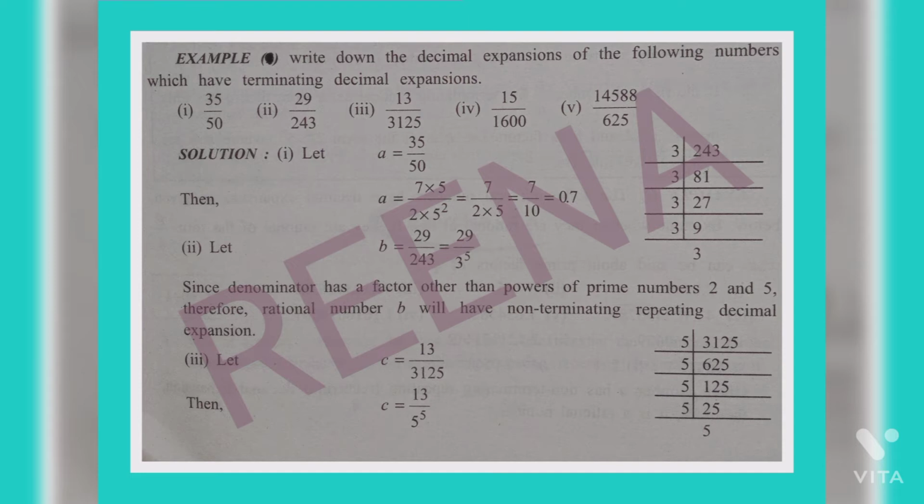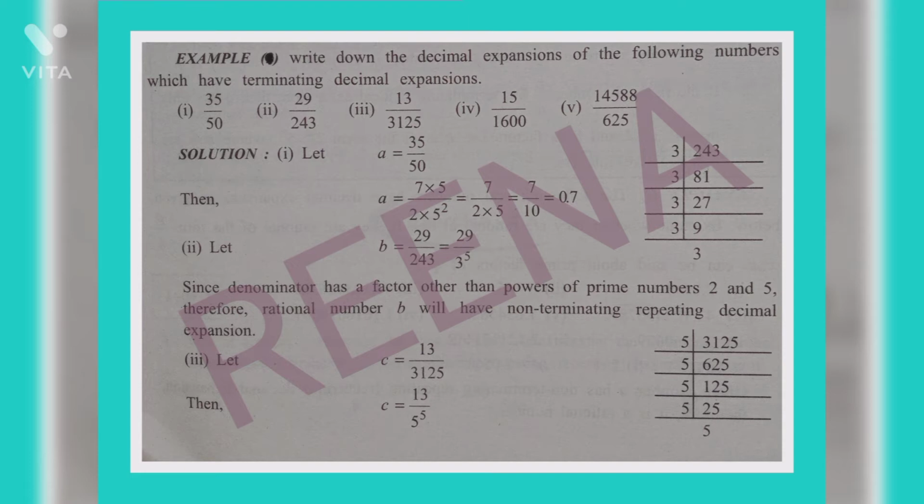So first of all, I would like to start with 35/50, and to get the factorization I have the easiest method, which is prime factorization, or if you are capable of doing it orally, you can do it. 7 into 5, this is the numerator, and 2 into 5 into 5, this is the denominator. But don't be in a hurry.